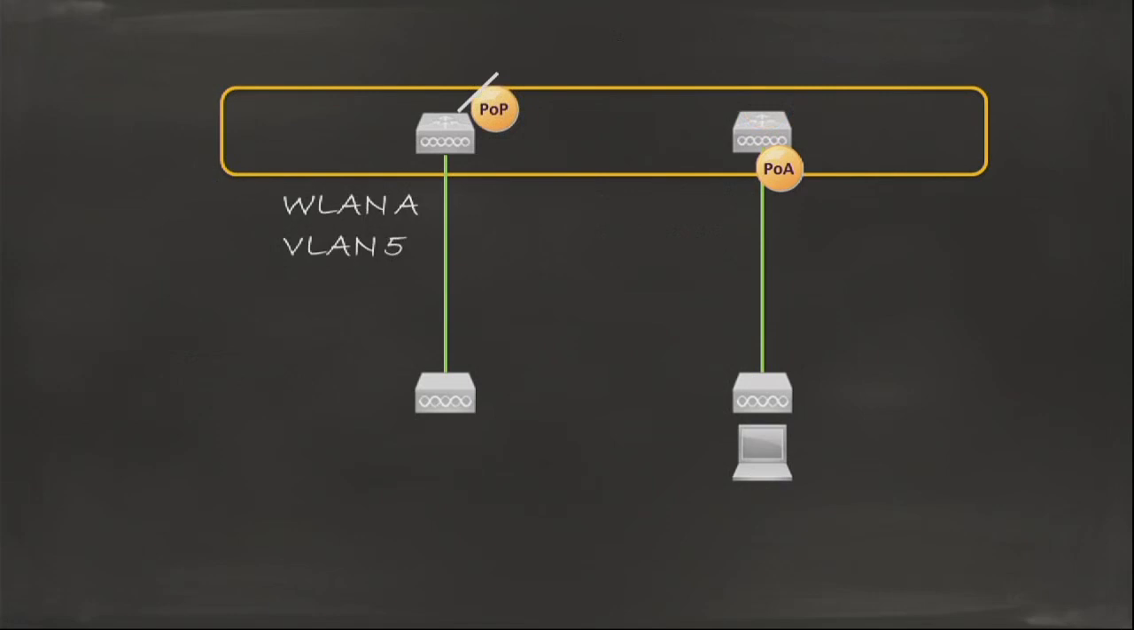Your SSID mapping to VLAN is A to VLAN 5 on the left, but on the right this time, of course the SSID is the same, otherwise there is no roaming, right? You just disconnect and reconnect.